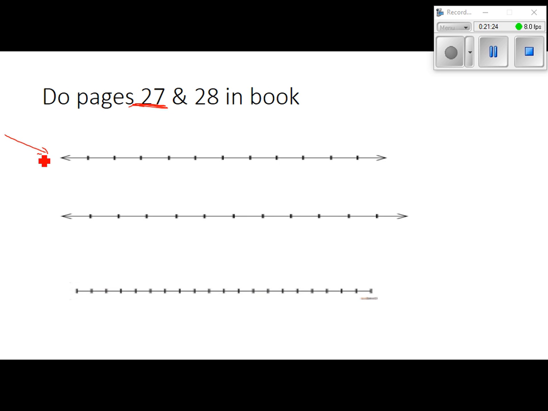Somebody might want to help me out, so I don't have to open up my book. What's the number line to start with? Negative 5.